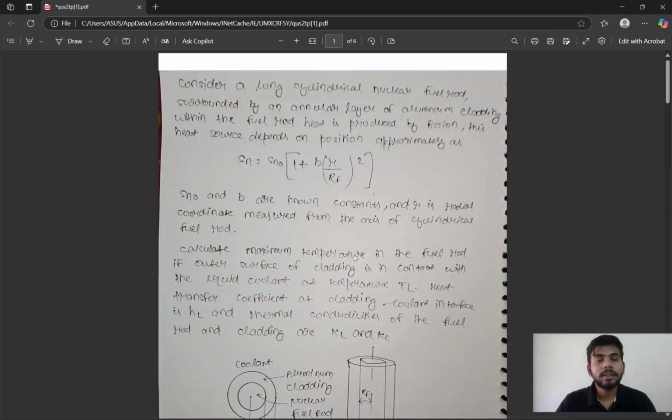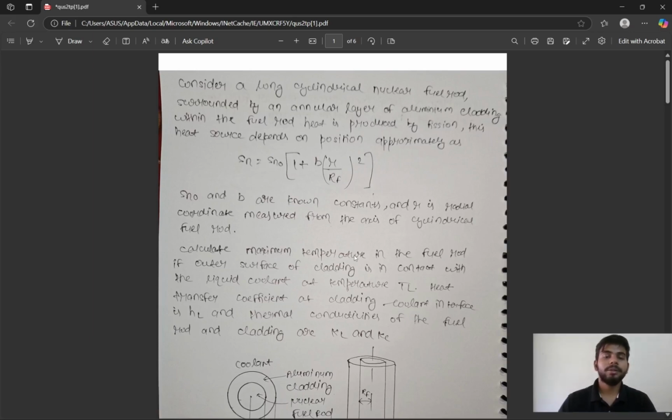Our next question is, consider a long cylindrical nuclear fuel rod surrounded by an annular layer of aluminum cladding. Within the fuel rod, heat is produced by nuclear fission. This heat source depends on position approximately as Sn equals Sn naught into 1 plus B into R square by capital R square, where Sn naught and B are known constants and R is the radial coordinate measured from the axis of the cylindrical fuel rod. In this question, we have to calculate the maximum temperature in the fuel rod if the outer surface of the cladding is in contact with the liquid coolant, which is at a temperature TL.